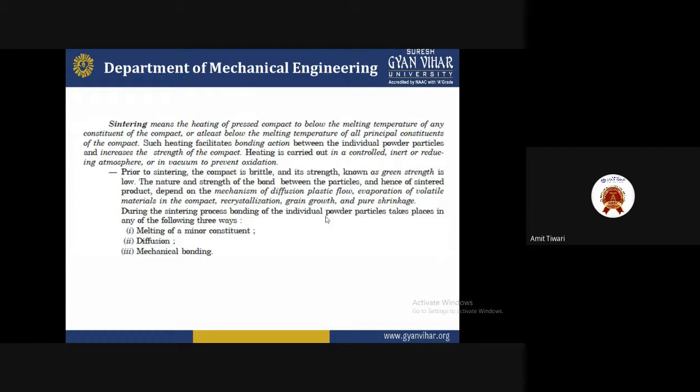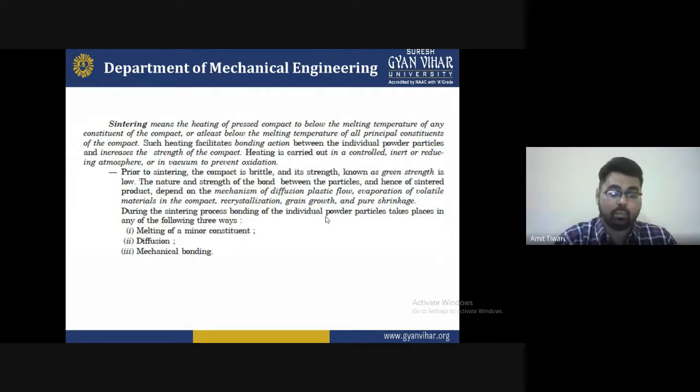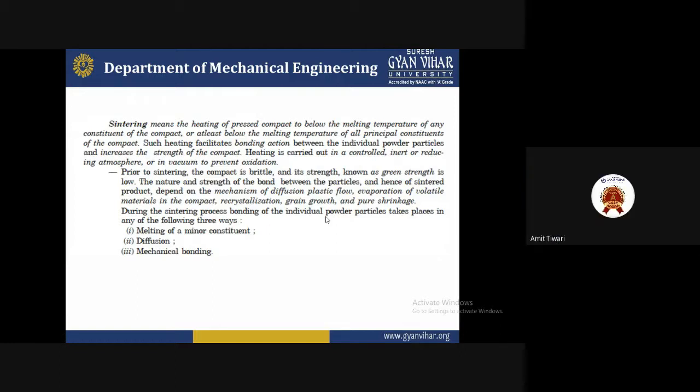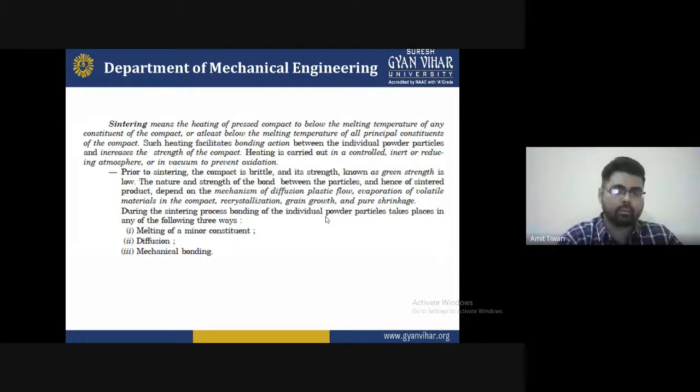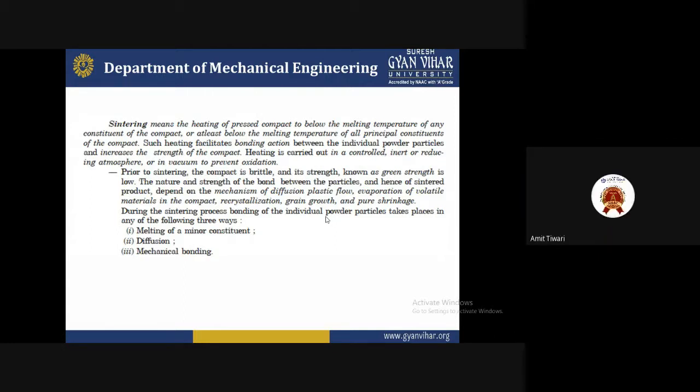During the sintering process, bonding of the individual powder particles takes place in a few ways: melting of the minor constituent, diffusion, mechanical bonding, etc. The first is melting of the minor constituent. That means continuously heating the powder material at a certain temperature that is below the melting point of that particular material, and selecting the diffusion parameters for the process. We have to check after some 10 to 15 minutes whether something has changed or not. If there is no change, then we continue operating.